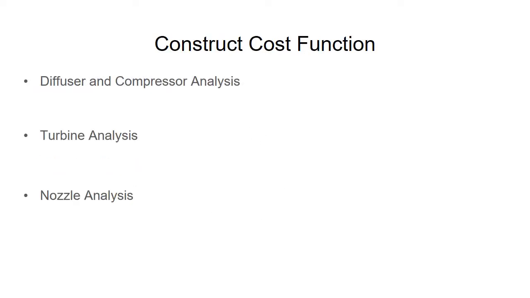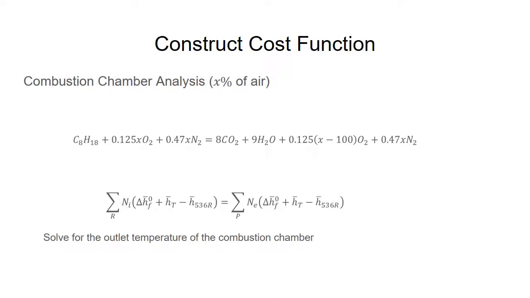The construction of the cost function includes the analysis for diffuser and compressor, also turbine, and also nozzle. The most important part of my cost function is the analysis of a combustion chamber. I use adiabatic process to analyze the combustion chamber.